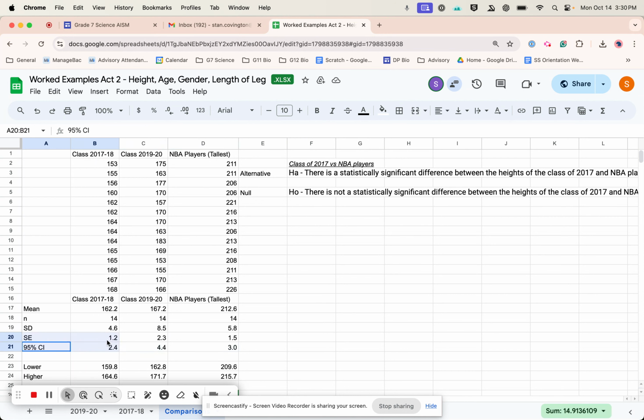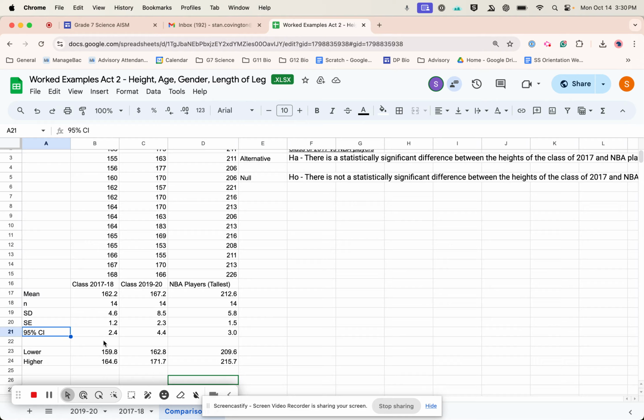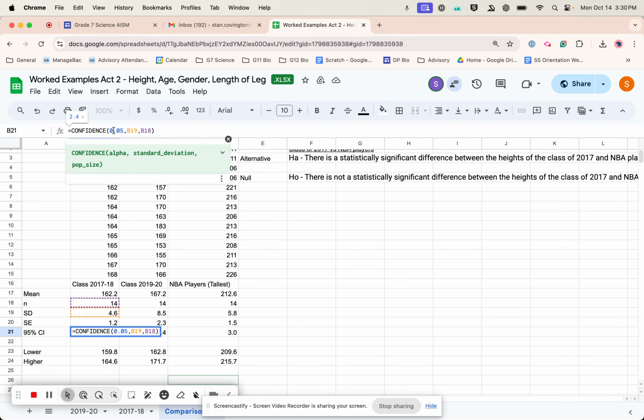And the more important one here is the 95% confidence interval, right? So this tells us basically that the average, the mean of this sample, we have a 95% confidence that it lies between 162.2 plus 2.4 and 162.2 minus 2.4. Okay, so to calculate this, you just type in confidence.